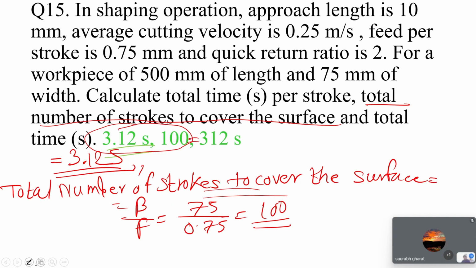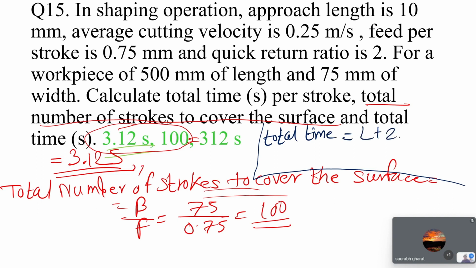Okay, let me write down the formula for you. So here will be the formula for total time. What we want is total time, which is equal to L plus 2L by V into 1 plus 1 by R, into bracket B by F. B by F is your this.